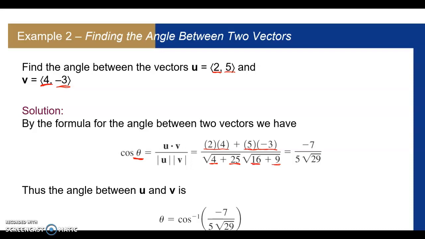All right, we could use our calculator. Okay, this is definitely not one of our significant values on the unit circle, so we would need to use our calculator for it. All right, we're just going to type in that inverse cosine, type in the 7 over 5 square roots of 29, and we end up with an angle of 105.1 degrees. All right, so the angle between vectors u and v is equal to 105.1 degrees.